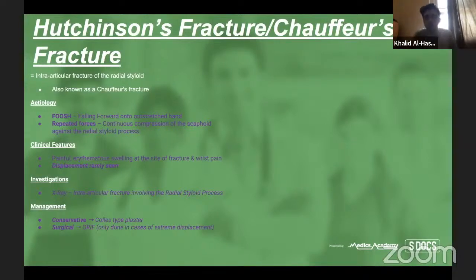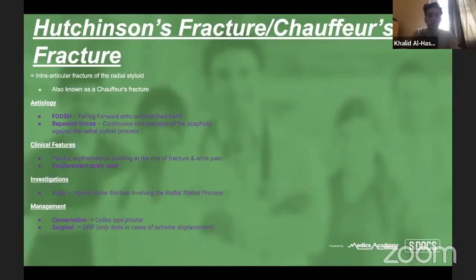The radial styloid process and the scaphoid are adjacent to one another. Therefore, if you have some form of forces repeatedly pressing against it, it's likely that a fragile fragment like the radial styloid process would become dislodged itself. Clinical features: painful erythematous at the site of fracture and wrist pain. So you would obviously have pain at the wrist. Displacement is rarely seen. That's because the radial styloid is only a small fragment, and therefore it's unlikely that we'll see much displacement at all.